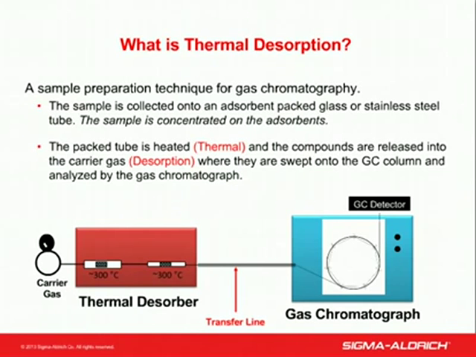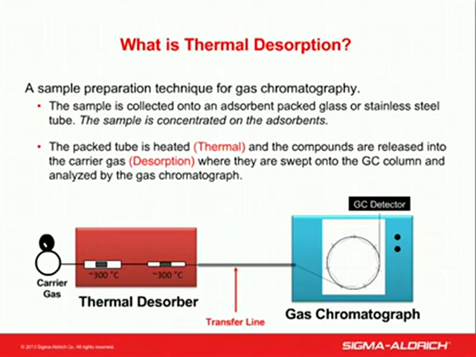So first I need to cover a little bit of what is thermal desorption. It's a sample preparation technique for gas chromatography. The sample is collected onto an adsorbent-packed glass or stainless steel tube. Then that tube is placed in a thermal desorber where the packed tube is heated and the compounds are released into the carrier gas, where they are swept onto the GC column and analyzed by a gas chromatograph.